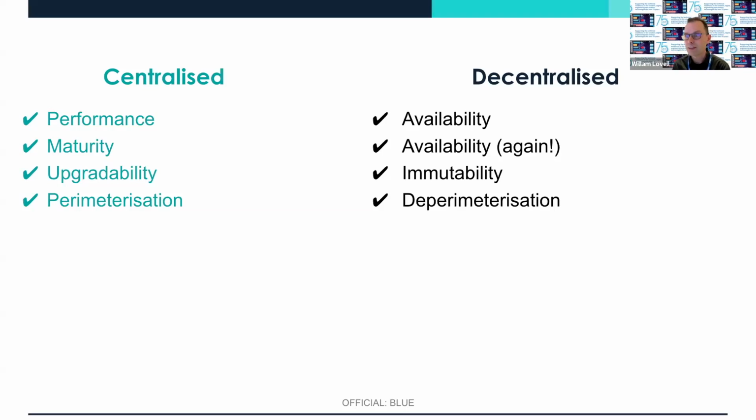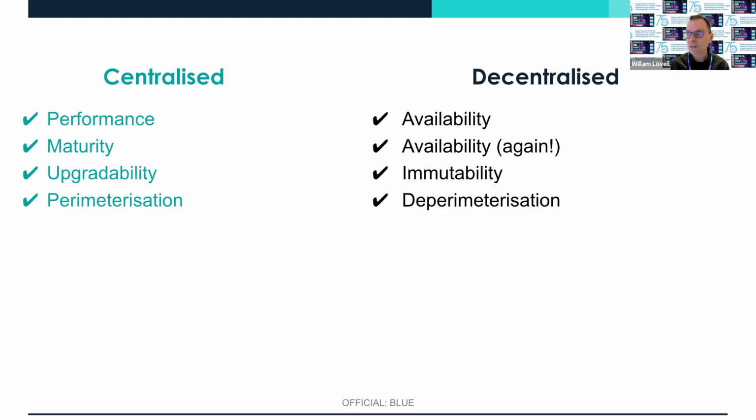Decentralized gives you availability, and I put availability twice because I think it is such an important area. It also gives you immutability. If your data is replicated into hundreds or thousands of locations, it makes it very, very difficult for someone to go and change the information after the fact. It also gives you the almost opposite benefit of deperimeterization, of making the perimeter so large that it's actually very, very difficult to attack, which is almost like a counter way to think about it.